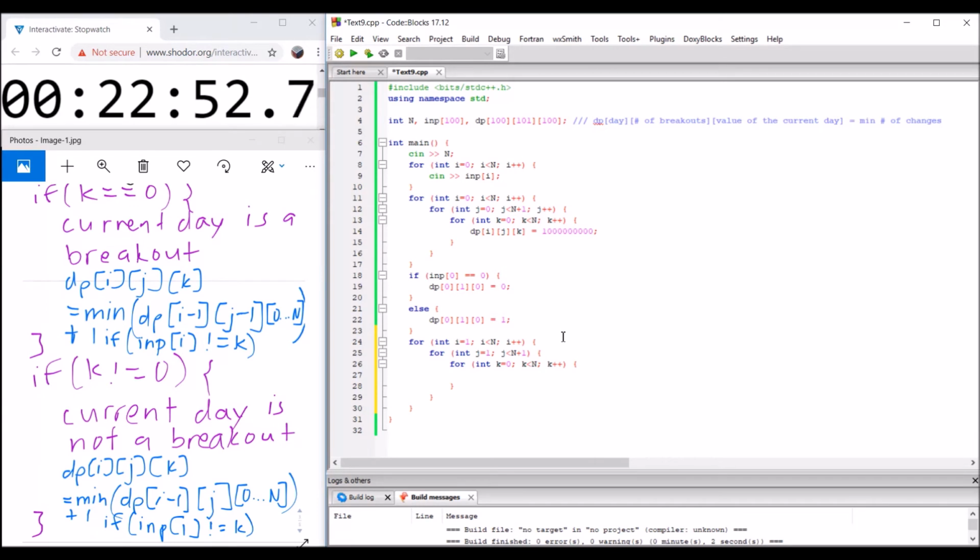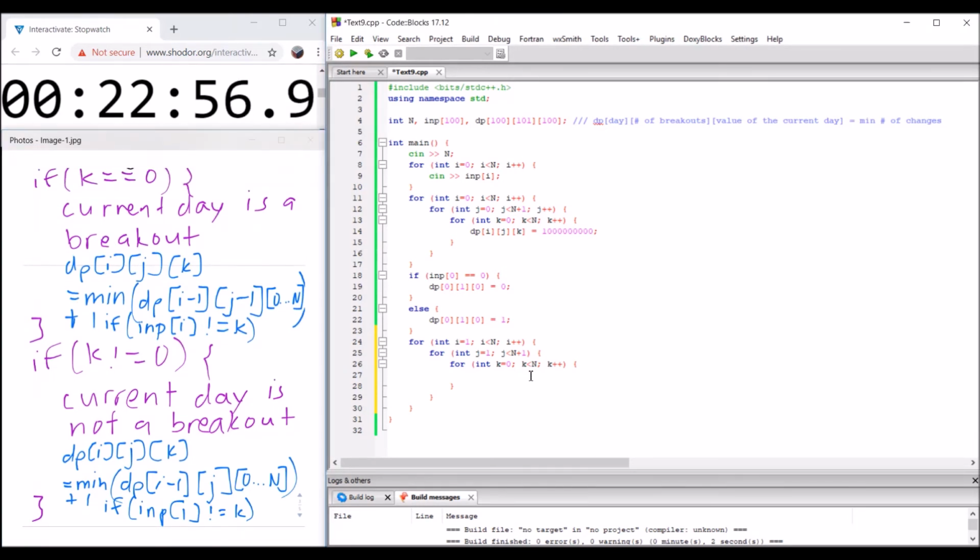Okay, so the first thing here in purple says if k equals 0, the current day is a breakout. Then dp i j k equals the minimum of dp i minus 1, j minus 1, from 0 to n, plus 1 if input i is not equal to k. Okay, so we'll add the 1 in later. Let's first take the minimum of all those values.